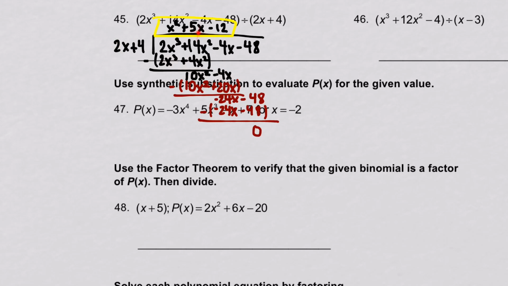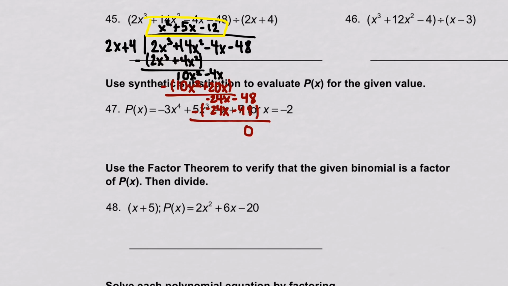Multiply 2x times 5x to make 10x squared, and you're going to get 10x squared plus 20x. Subtract, and you're going to end up with negative 24x. Bring down the negative 48. Multiply 2x times negative 12 to make negative 24x, and you're going to get negative 24x minus 48. You subtract that, and you get 0. Okay, so there's no remainder. The remainder is 0. So that's your solution. When you divide those two terms, you get x squared plus 5x minus 12. No remainder. 46, a little different.